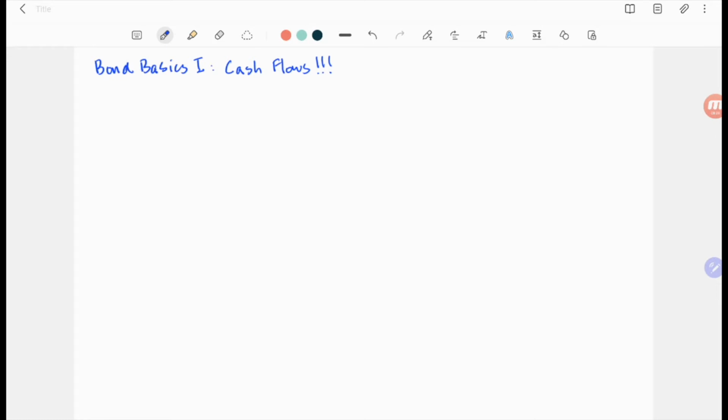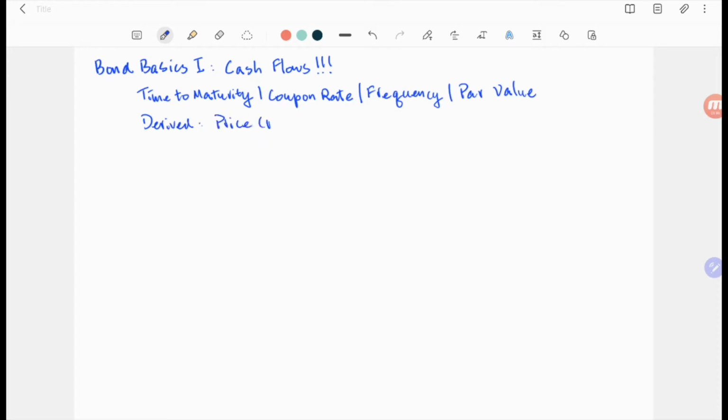We'll start with a simple setup to explain the basic parameters that define a bond, including the time to maturity, coupon rate, coupon payment frequency, and the par value, also called face value and principal. Then we'll review some derived values, including price, which is present value, yield to maturity, duration, in particular Macaulay duration, and par rate.